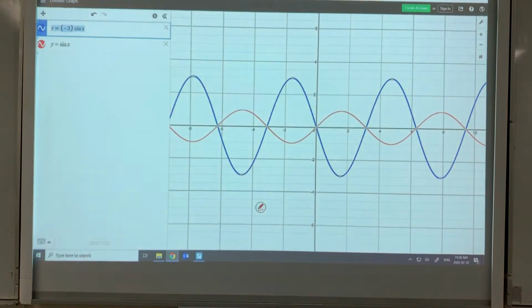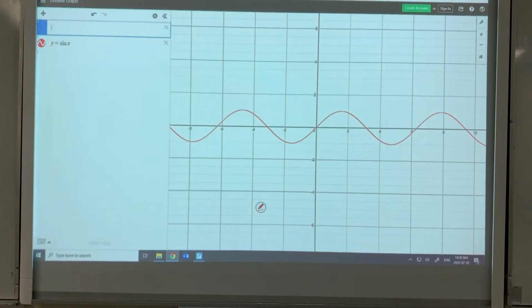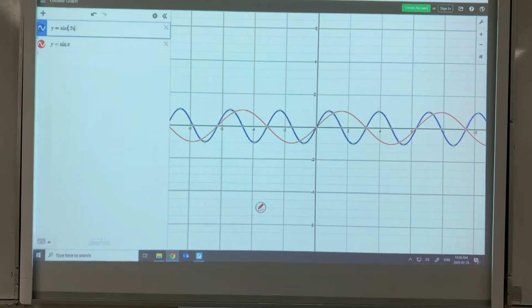The red line is our original y equals sine x. The first one that we were going to do was sine of 2x. So in the brackets, we're going to go sine of 2x. And it's the blue graph. And I can zoom in a bit here.